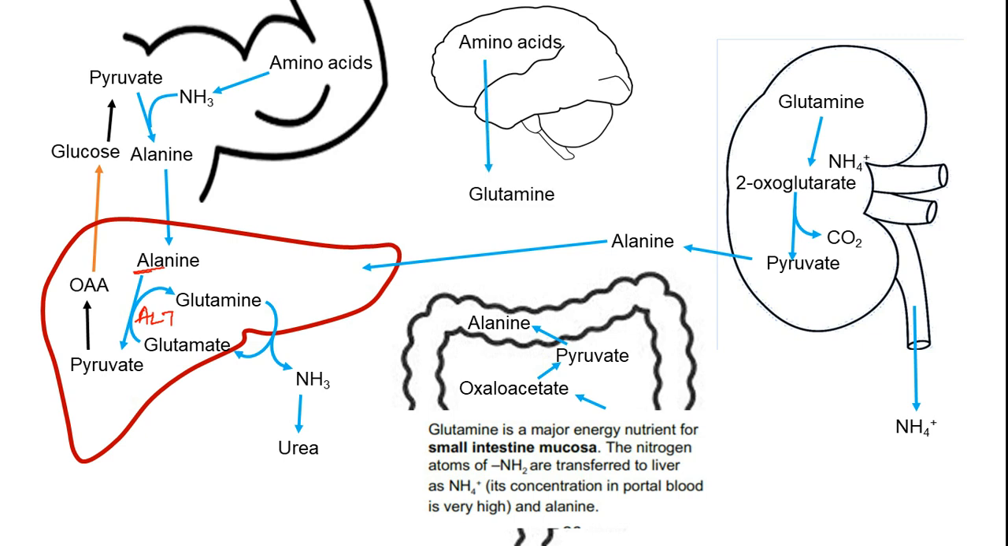Then in brain, amino acids are metabolized and glutamine is produced. The glutamine is shifted to liver. So this is the way various major tissues in our body participate in amino acid metabolism, and liver is the ultimate destination for all the metabolites that we get from various tissues. This is how the various amino acid metabolic pathways are coordinated and connected in our body. So friends, I hope you understood the relation between various tissues as far as amino acid metabolism is concerned.